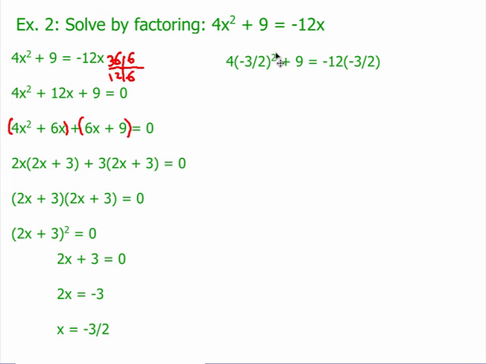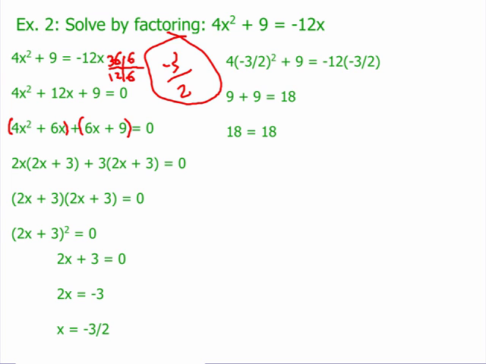Now, let's see. Negative 3 halves squared gives me 9 over 4. And 9 over 4 times 4 is 9. Negative 12 times negative 3 halves: negative 12 times negative 3 is 36, divided by 2 is 18. I have 9 plus 9 equals 18. 9 plus 9 is 18, so my answer works. The answer is negative 3 over 2.